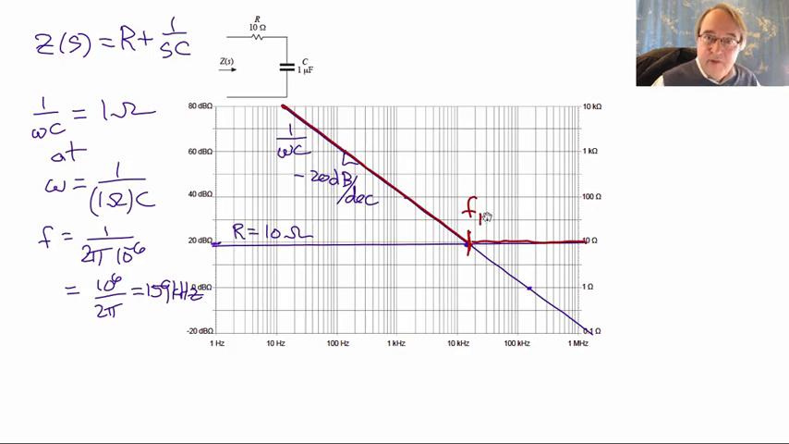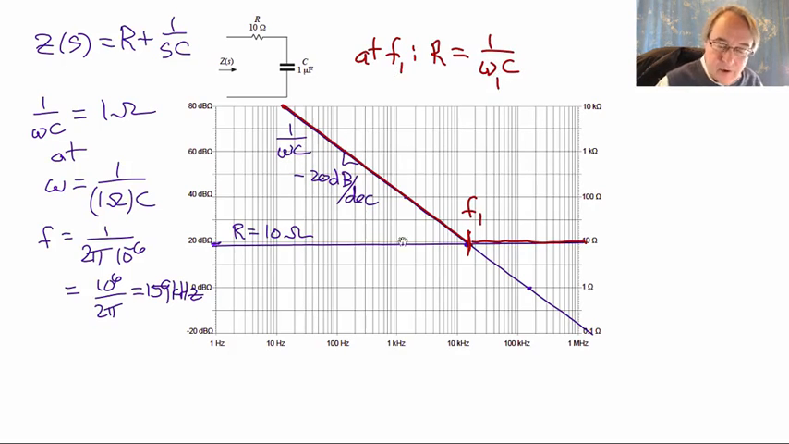Well, F1 is the frequency where the two asymptotes intersect. So we can write at F1, that's where the resistor asymptote, R, is equal to the capacitor asymptote, 1 over omega C, with omega equal to omega 1. So we can solve then for omega 1. Omega 1 would be 1 over RC. And you can plug in numbers if you like, or you can just read the value off the plot.